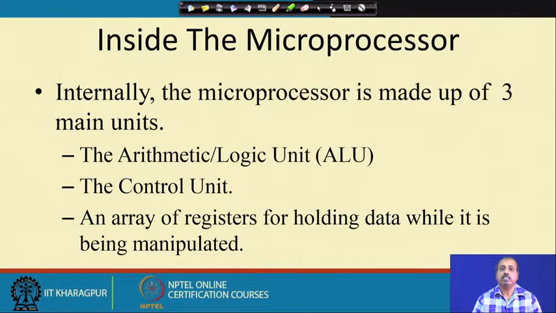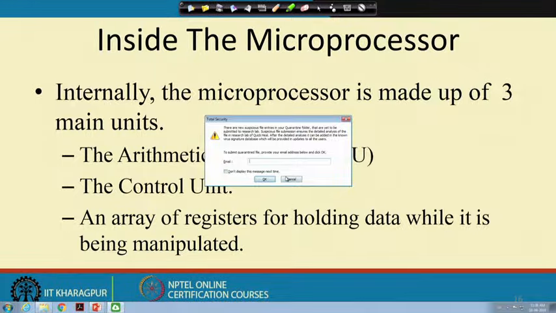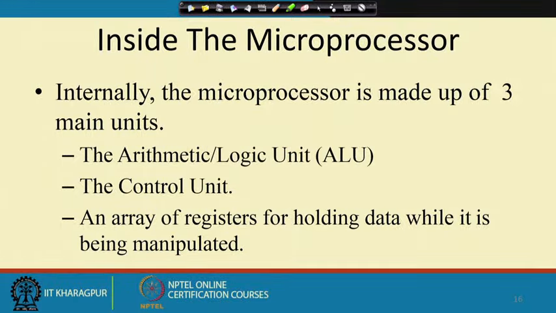All the arithmetic instructions like addition, subtraction, multiplication if supported, division, and shifting, then logic operations like AND or XOR, are all done by the arithmetic logic unit. This is one of the very important components that we have inside the microprocessor.